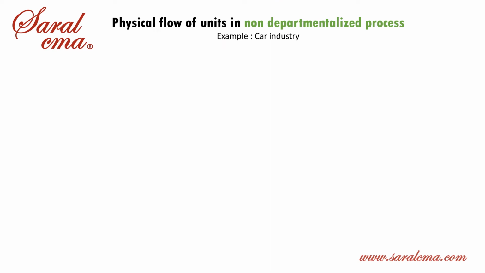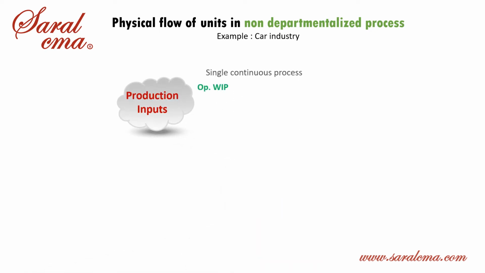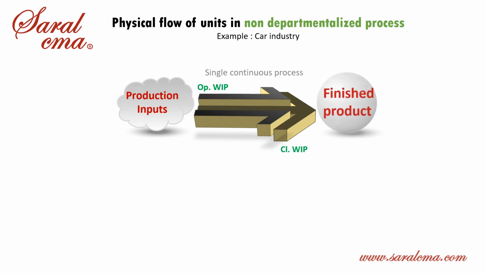Here is the physical flow of units in non-departmentalized process. I am taking the example of car industry. In case of a car industry, typically there is going to be one single continuous process. It will have opening work in process if it's not the first year of operations, and then some production inputs go into the process. At the end of a particular period, there is going to be closing work in process and some finished products that are manufactured during the period.